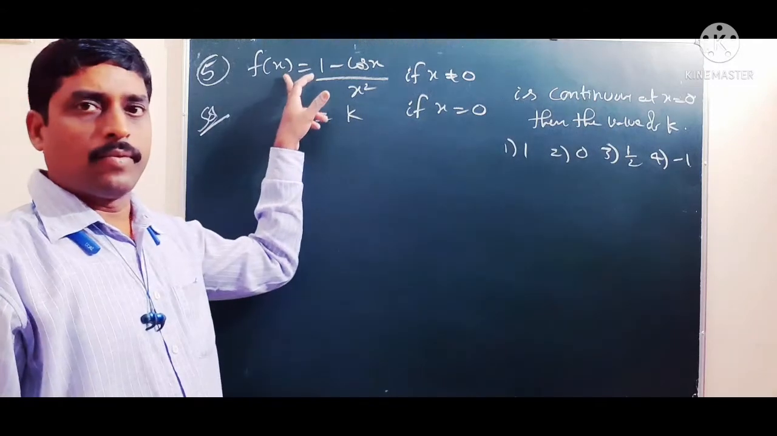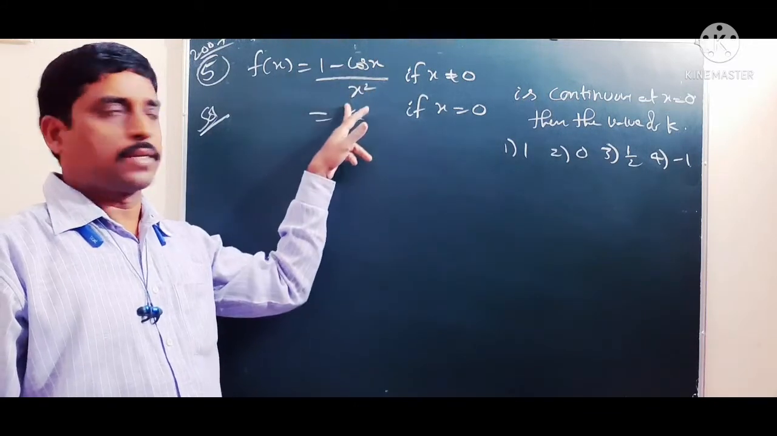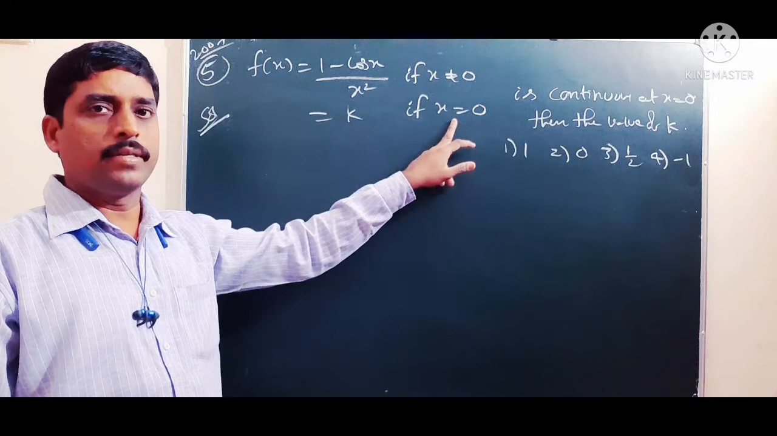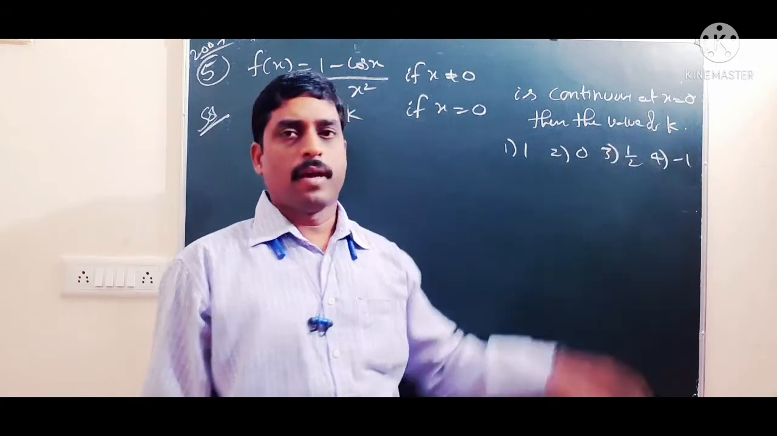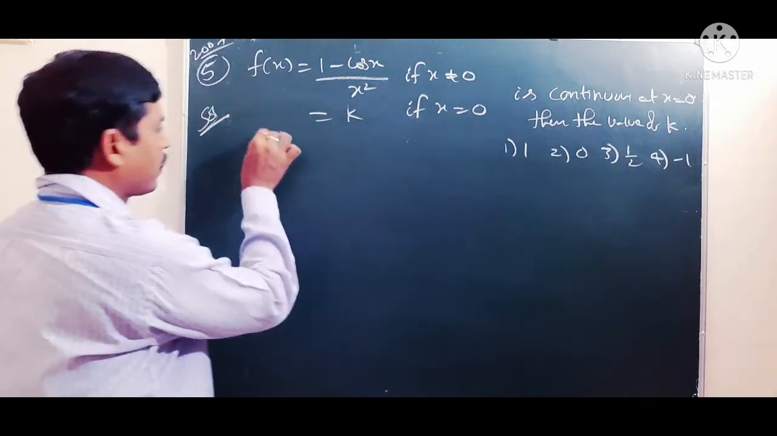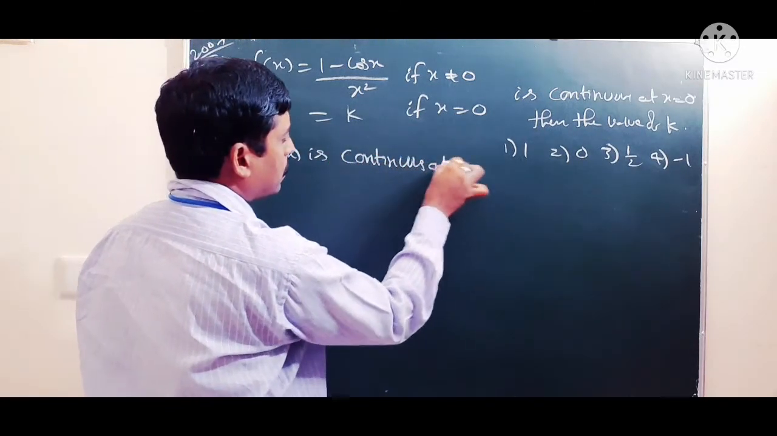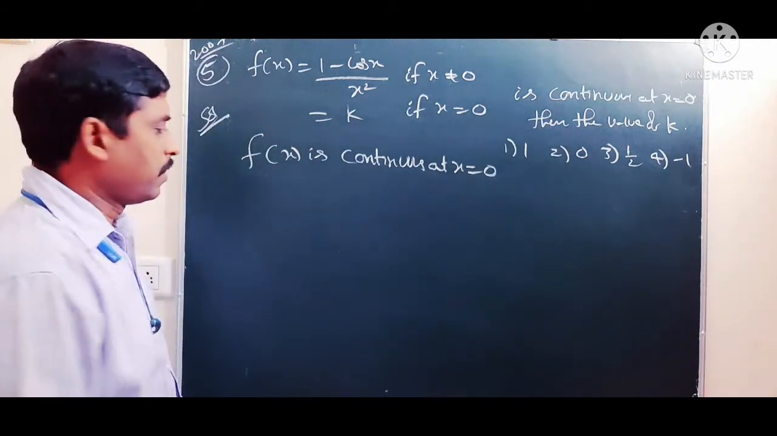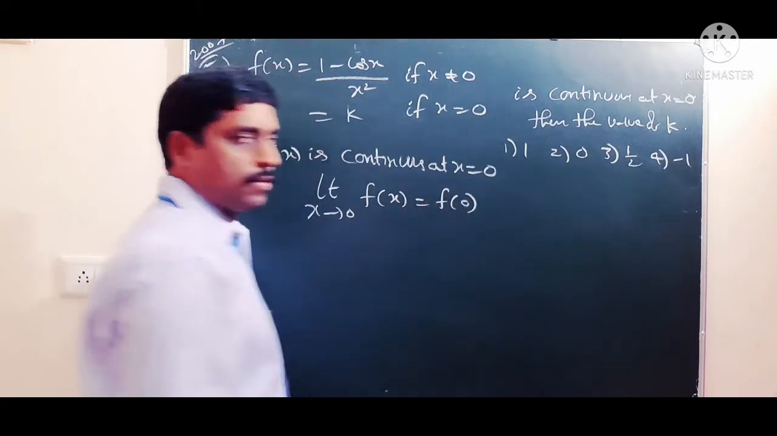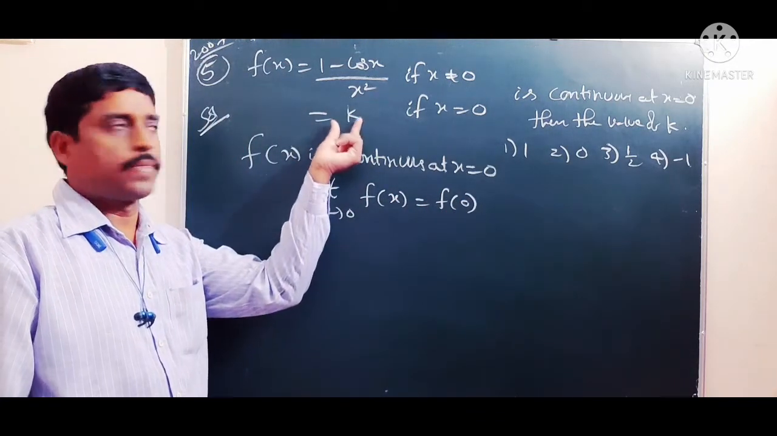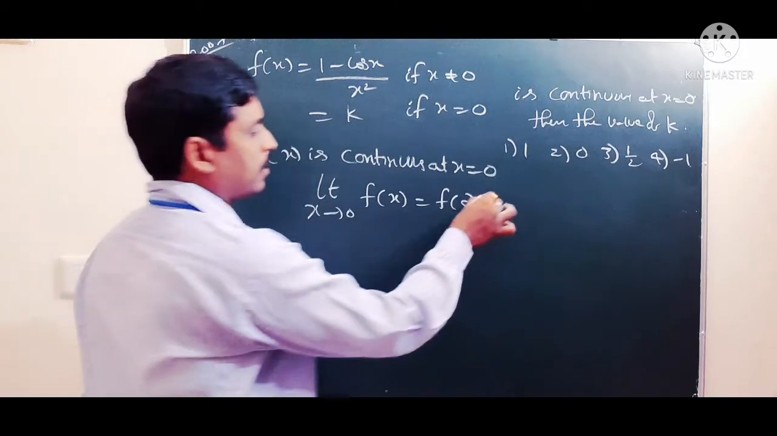This is from the 2007 question. The f of x value is given as 1 minus cos x by x square if x is not equal to 0. If x equals 0, the f of x value is k. Where f of x is continuous at x equal to 0, then we have to find k. So what is given? f of x is continuous at x equal to 0. We have the continuity definition, limit x tends to 0, f of x is equal to f of 0. But in this statement, the f of 0 value is k, given at exactly x value 0. So this is nothing but k.